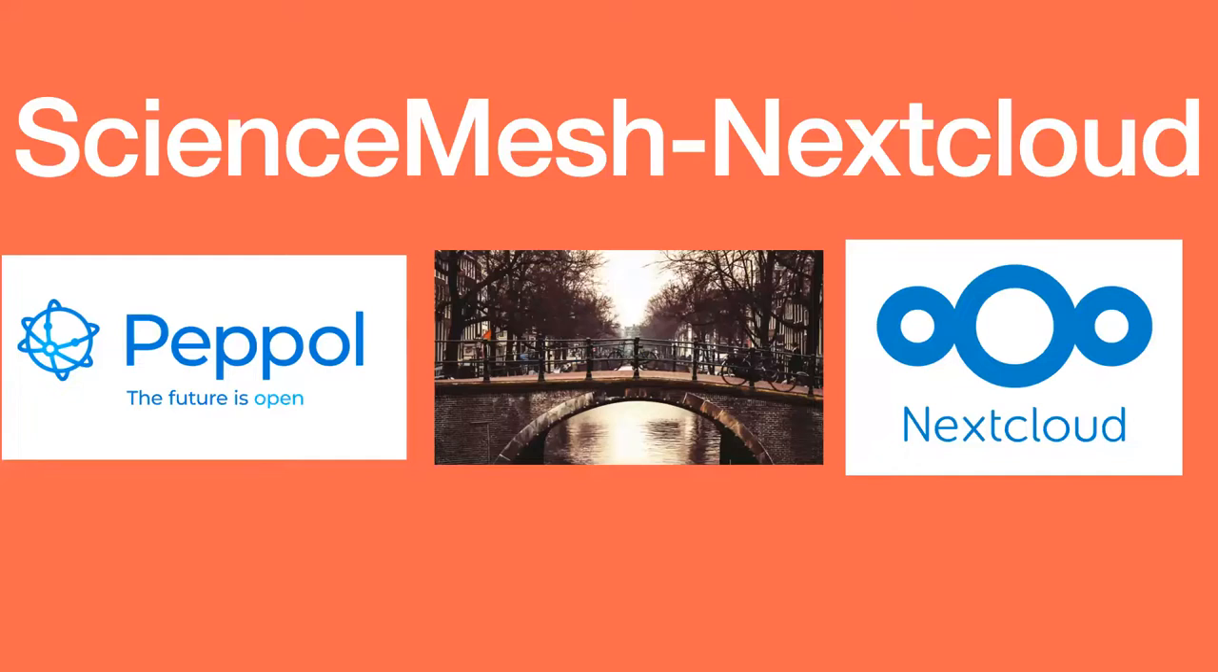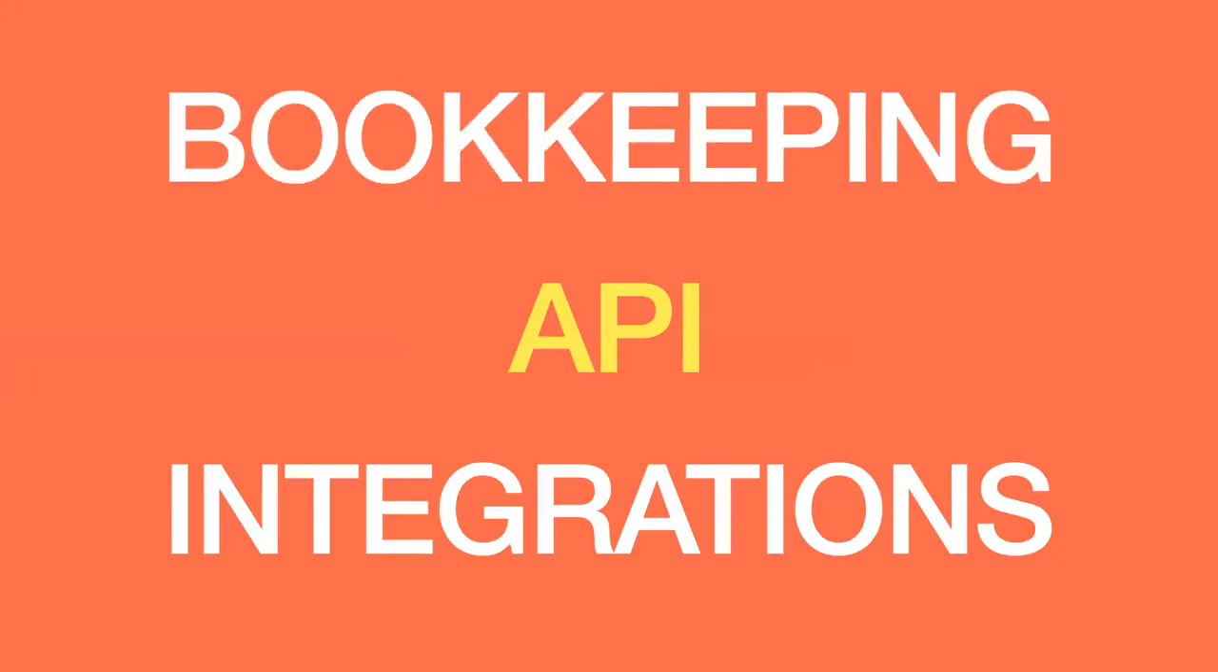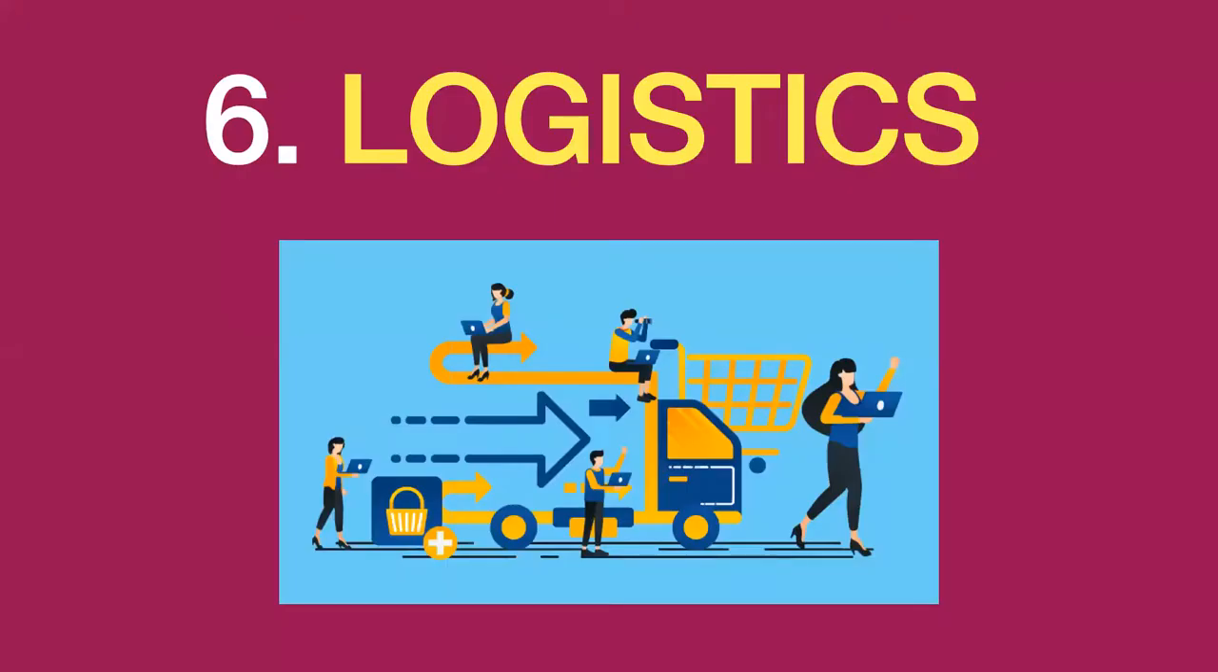Another thing we're doing in this area is billing API integrations, where you can automate how you receive your bills from Amazon or GitHub, etc. And then we want to integrate this with bookkeeping systems like FreshBooks and QuickBooks and all these bookkeeping systems that are online and have an API. And that's how we want to arrive at sort of micro bookkeeping instead of micro payments. I'm going to skip through this part a little bit.